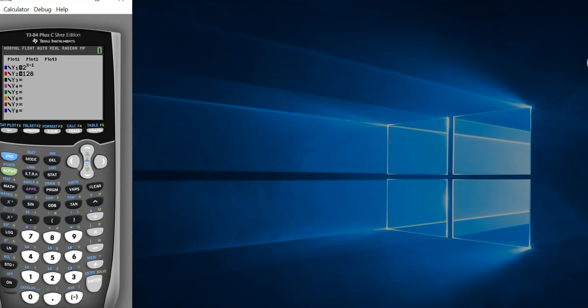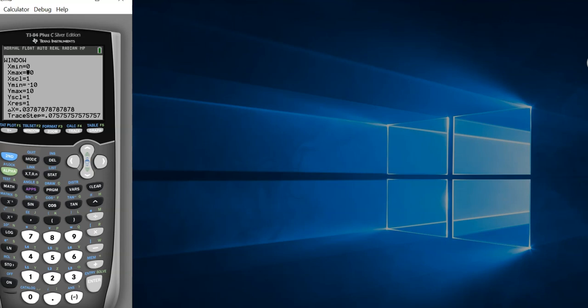So if we're going to graph that, let's think about it. We're going to go to a window. We'll start off with x min is 0. Let's go to 10. I don't know if 10 is going to work, but we can go to 10.